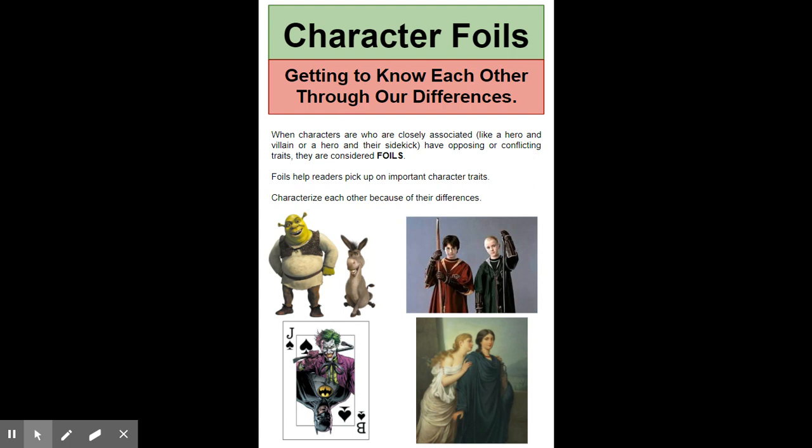They have this discussion at the beginning of the play, and it really helps us understand that Antigone is really, really different compared to Ismene. So that's about it. That's what a character foil is. You just need to know that they're opposite characters, and because they're opposite, they help characterize each other.